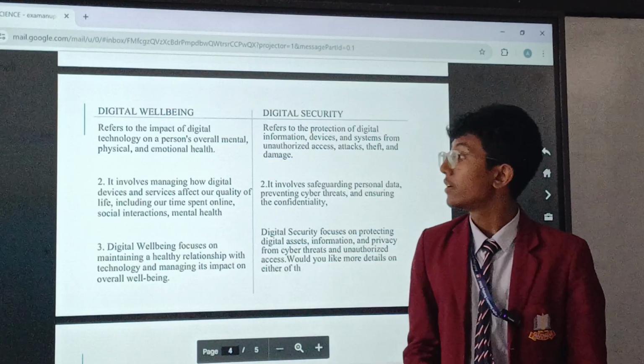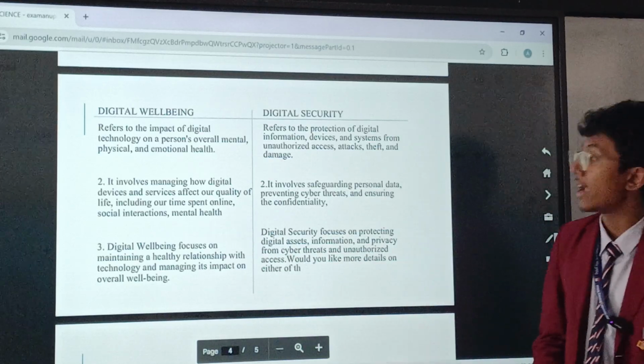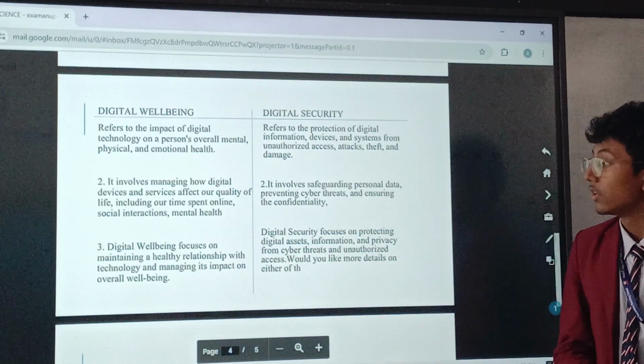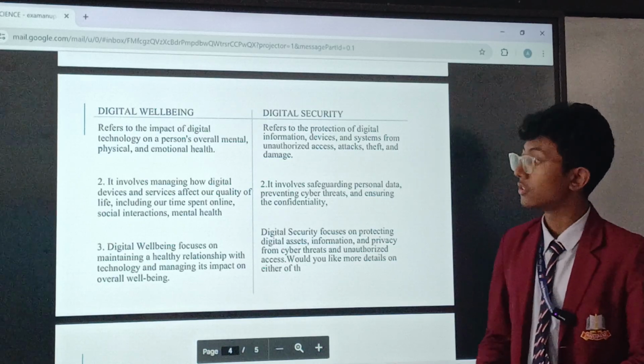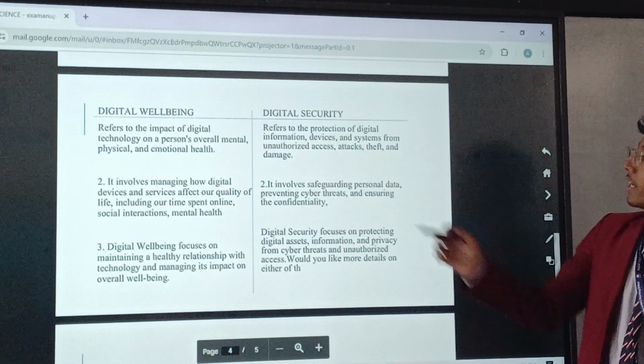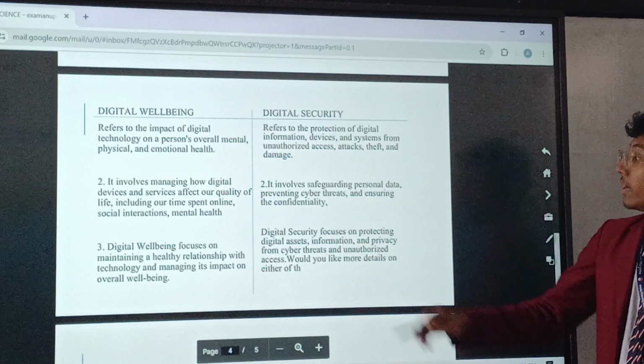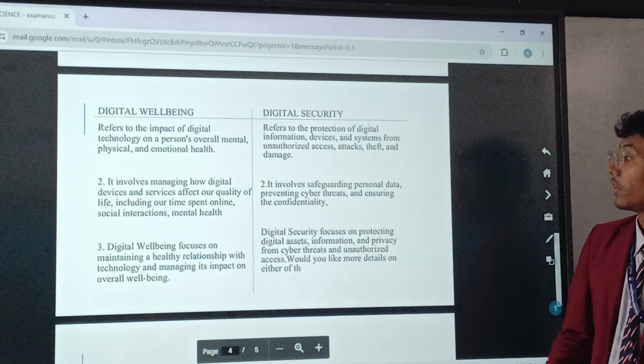The second point is, digital well-being involves managing how digital devices and services affect our quality of life, including the time spent on online social interactions and mental health. Digital security involves safeguarding personal data, preventing cyber threats, and ensuring confidentiality.